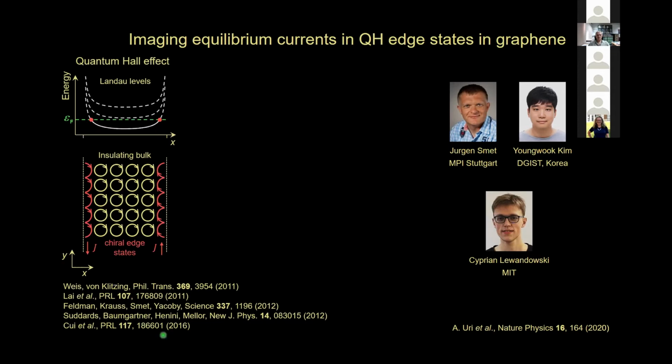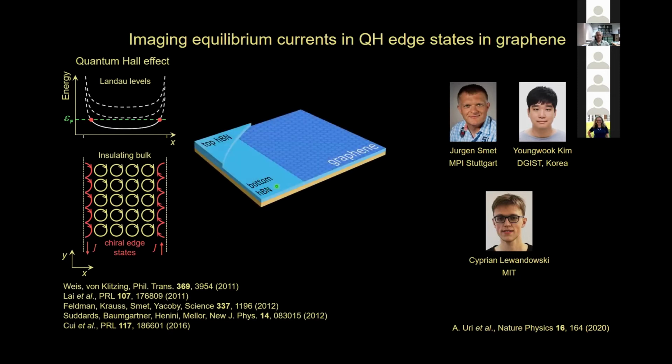And there were numerous works aimed at imaging these edge states using electrostatic potential imaging and microwaves and so on. So people have seen these edge states, but the actual current that flows in these edge states has never been imaged directly. So for this, we use our squid on tip.